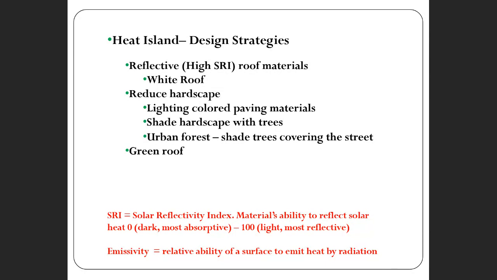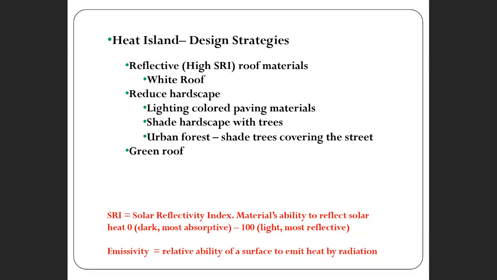Again, in the town that I live in, Oak Park, in many streets, we still have shade trees that cover the street, right? That tends to mitigate or reduce the urban heat island effect. A green roof on the building is also a good way of mitigating the urban heat island effect, right? Green roof is a strategy that has multiple benefits. So again, SRI is an index that ranges from 0 to 100. 0 would be a dark absorptive roof. 100 would be a light colored reflective roof.